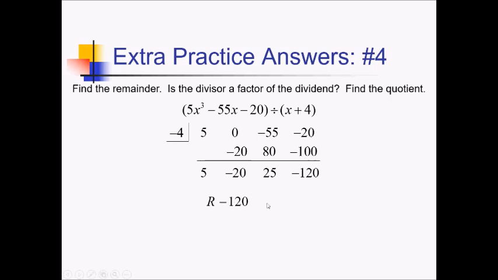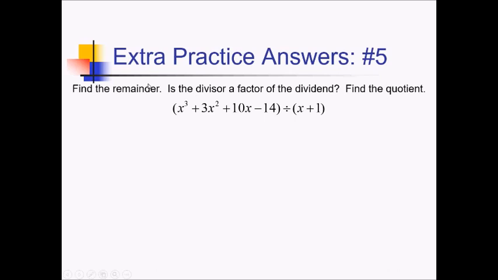Since that's not 0, that means x plus 4 is not a factor of the polynomial we divided it by. And for our quotient, that's all the numbers down in the bottom row except for the remainder. And we're going to start one exponent lower than we started. X cubed divided by an x gives us an x squared. So this 5 represents 5x squared. And then we have a minus 20x, and finally a plus 25.